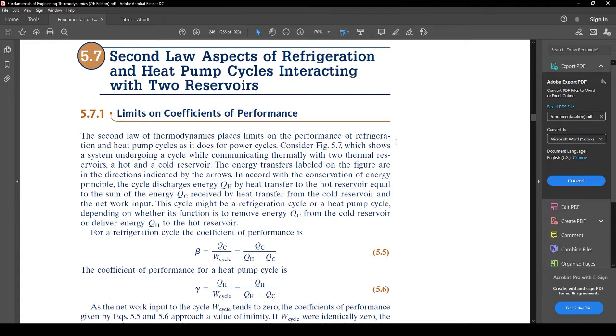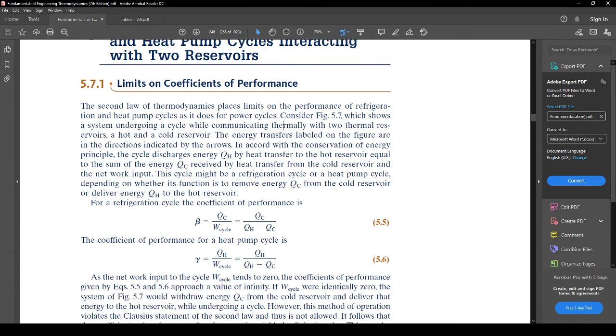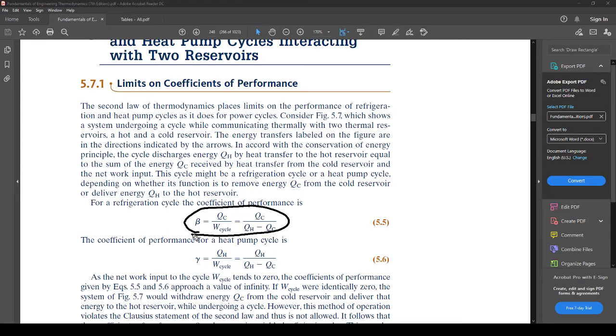For a refrigeration cycle, the coefficient of performance is this. You should remember this from, I think, chapter 2 something. You've seen these equations before, right? So now we are going to talk about the perfect version of these equations. Beta max, and this is gamma max, I'm pretty sure. If this isn't gamma, someone let me know. But beta max and gamma max are the two we're going to talk about, and also eta max, which was efficiency.